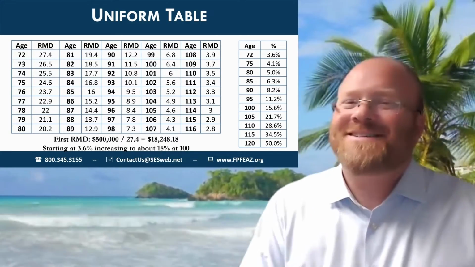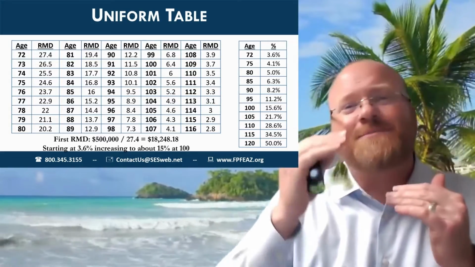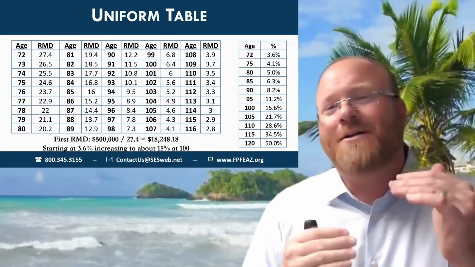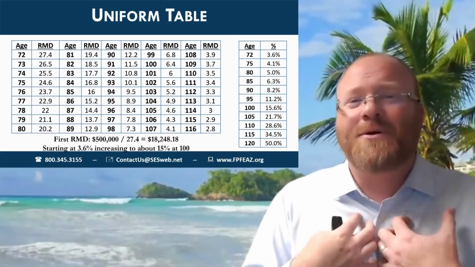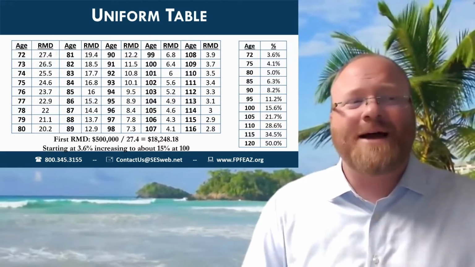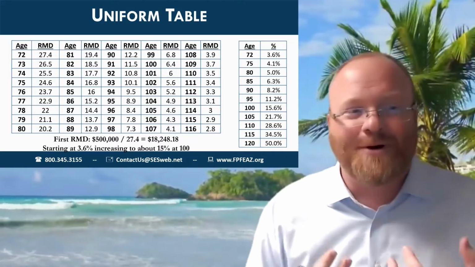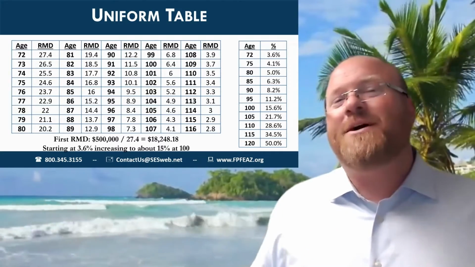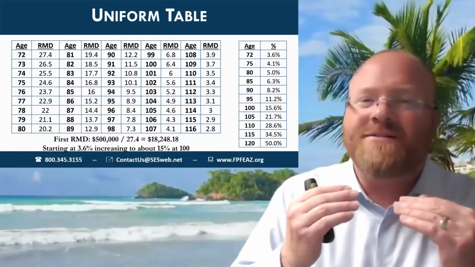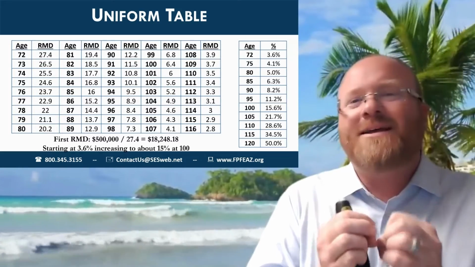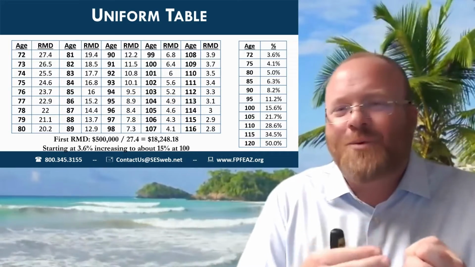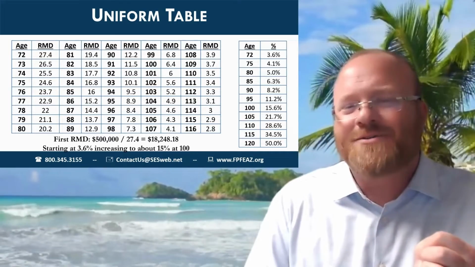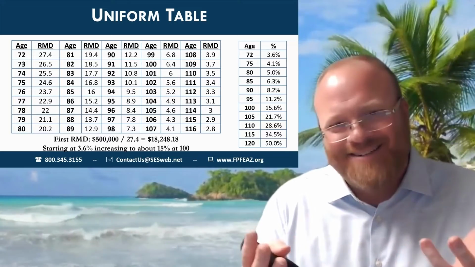Hopefully that makes sense. And every year that percentage gets bigger because the divisor gets smaller. If you divide something by 2, that's 50% you're pulling out. If you divide something by 10, it's a much smaller number. Okay, so understand that the amount you have to pull out is not an actuary table, because actuaries don't have everybody living to 120, right?